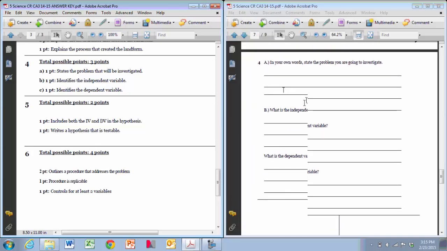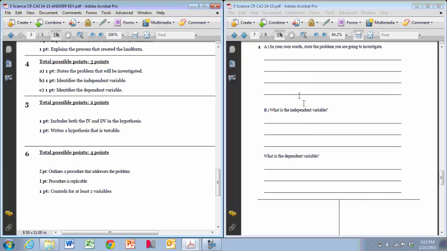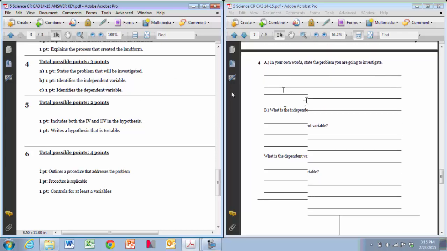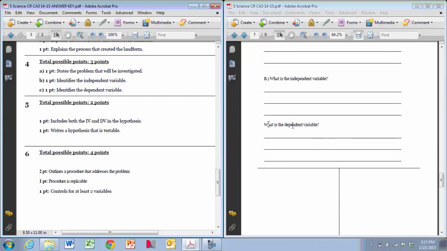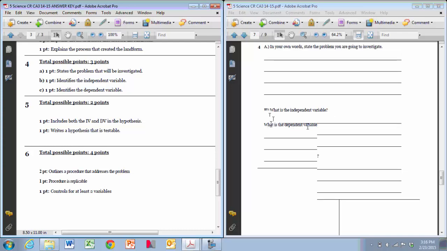Part B is also worth 1 point, and scholars need to identify the independent variable. The independent variable in this case is the type of salt. So they can either write the type of salt, or they can write rock salt or table salt, and that's them identifying the independent variable. That will receive 1 point. And then for this last part down here, what is the dependent variable? They should note how fast the ice melts or the time it takes the ice to melt, and that will get them 1 point also.